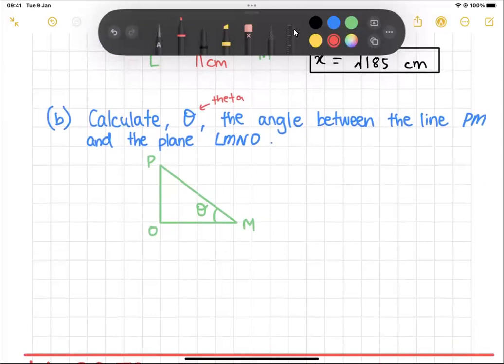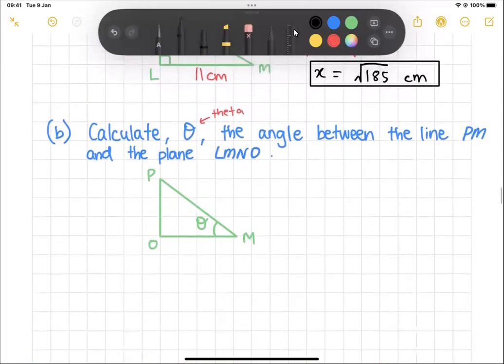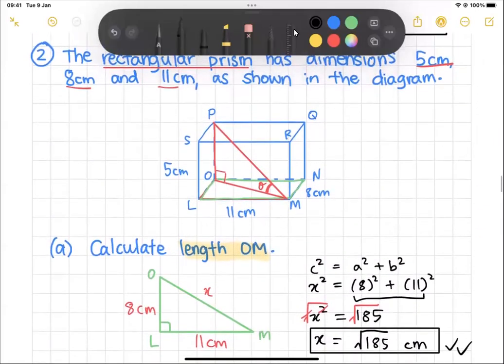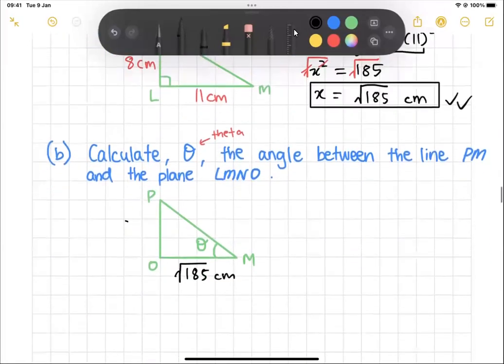I know what OM is from my previous question, which was the square root of 185 centimeters. Looking at this one right here, then what do I know? What's PO? Let's look. PO should equal 5 centimeters. This one right here, so this should be 5 centimeters. And what I need to find is the angle.